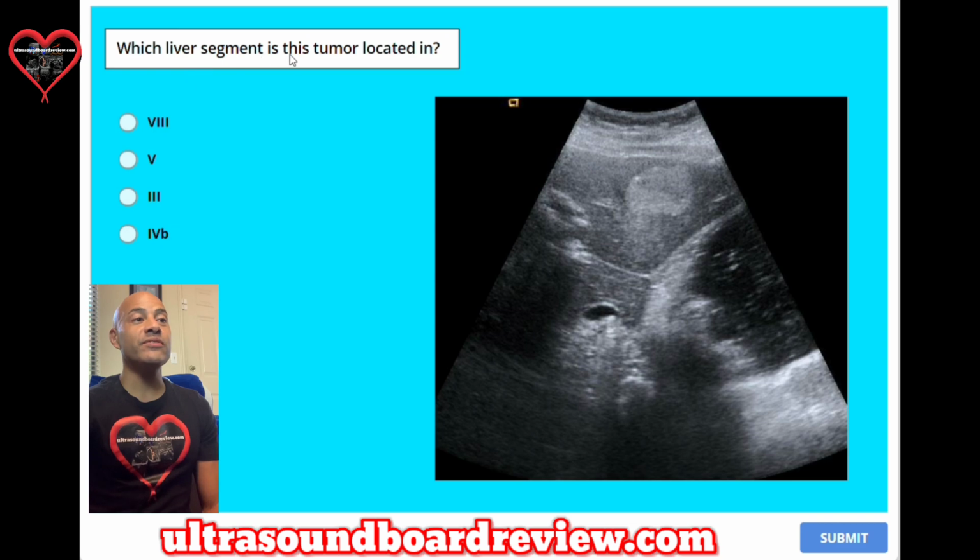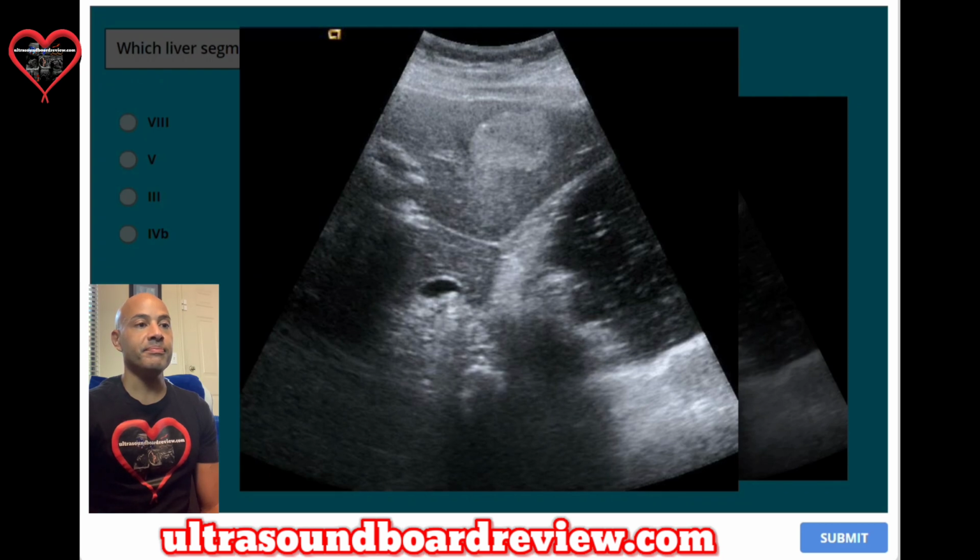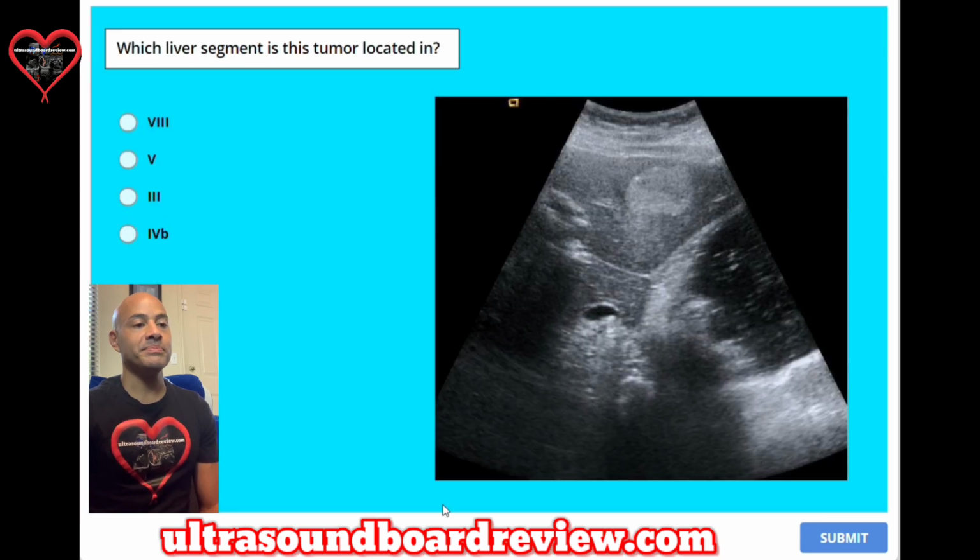Question 53. Which liver segment is this tumor located in? A, 8, B, 5, C, 3, or D, 4B? In this image, the tumor is located right here, and this is in liver segment number 3.